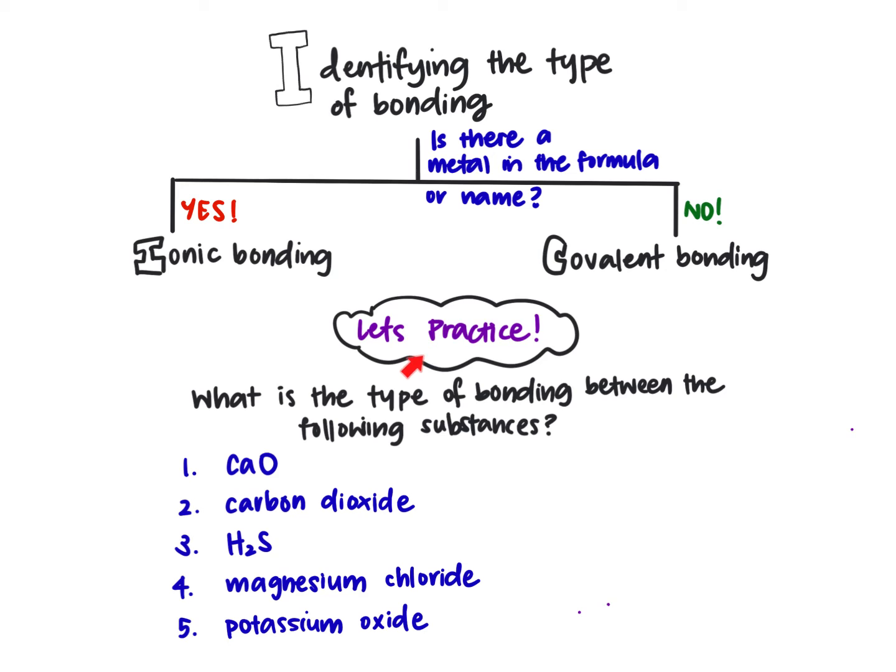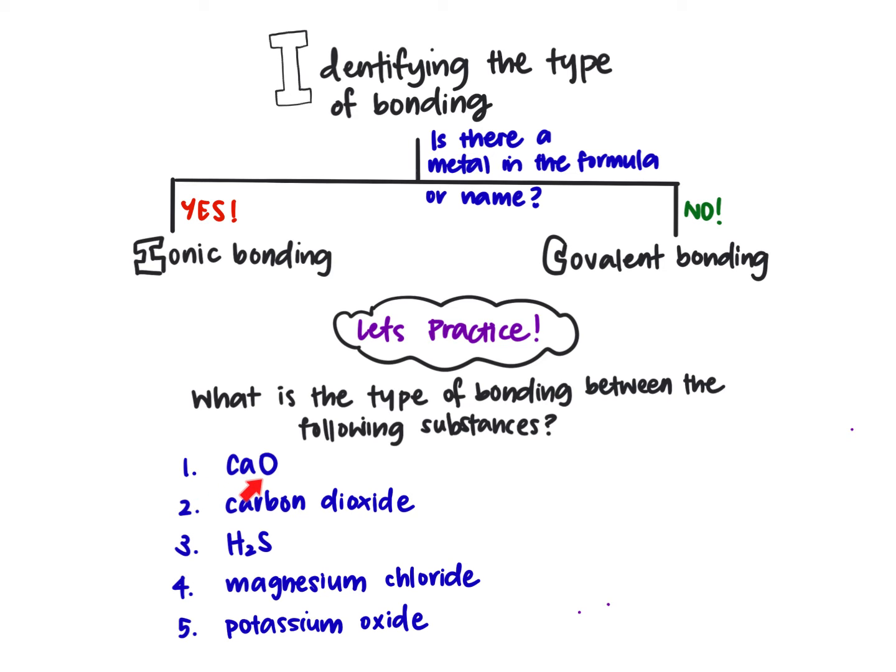So let's practice by using the following substances. What is the type of bonding between the following substances? Before I review the answer, pause the video here and try out the substances from question 1 to 5. Once you are ready, unpause and check the answer. Now that you have tried, let's check your answer.